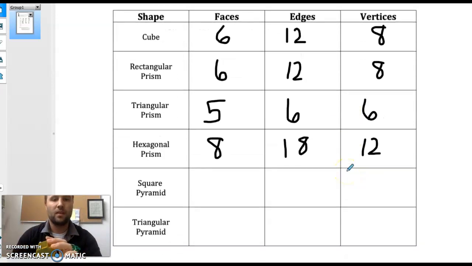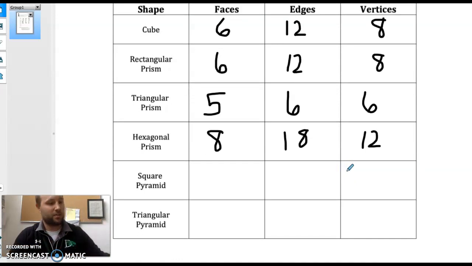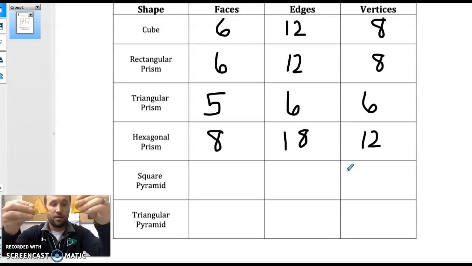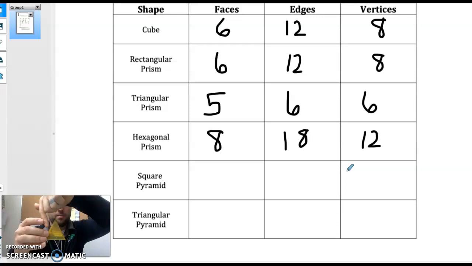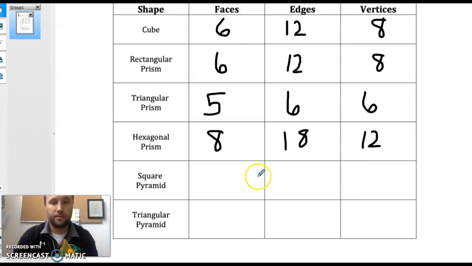Okay. Moving on down to a square pyramid. The difference between a square pyramid is the bottom is square. A triangular pyramid is the bottom is a triangle. Okay, both pyramids, one has a square, one has a triangle. So the square pyramid has how many faces? We've got a square, so we got our bottom, which is 1, 2, 3, 4, and then on the back side, 5.